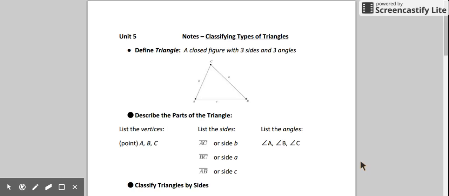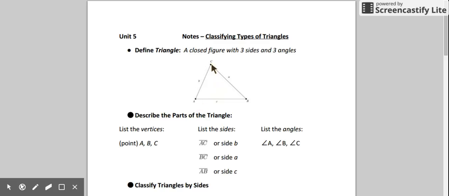In this video, I'm going to be introducing a triangle and talking about how we can classify different types of triangles. Let's start with the definition of a triangle. A triangle is a closed figure and it has three sides and three angles. We have different pieces or parts of a triangle. We have vertices, sides, and angles.